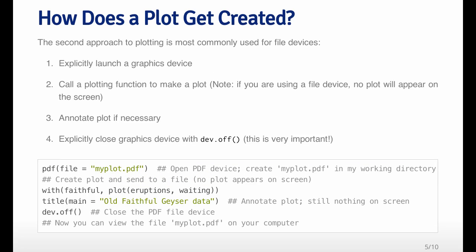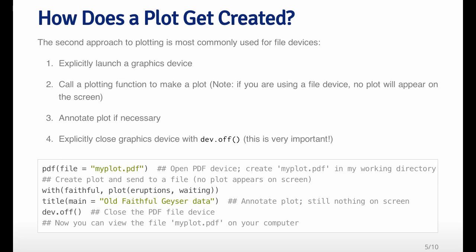Another way of creating a plot is most commonly used for file devices, and it involves explicitly launching a graphics device. You might open a file device, and then you create the plot using the plotting functions. If you're using a file device, it's a little bit tricky because the plot will not actually appear on the screen, since all the plotting information is going into a file. So you have to know exactly what you're doing, because you won't be able to see it on the screen. Typically the best way to do this is to save your plotting code in a separate file, and that way you can cut and paste the code into R, and you don't have to worry about making a mistake while you're typing the code in.